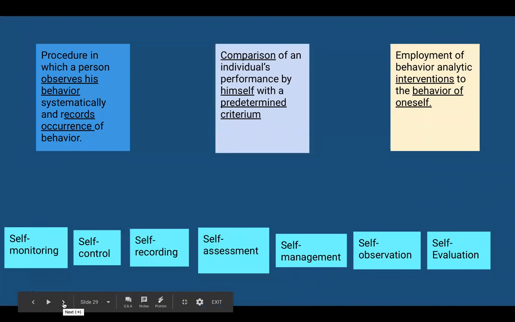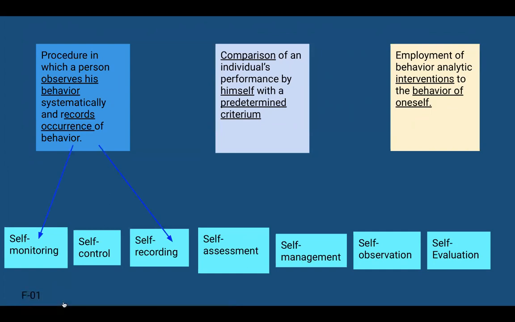Okay. Anybody else wants to participate? If not, I'll just start giving you answers. Okay, who wants to volunteer one of the ones that will go with employment of behavior analytic interventions to the behavior of oneself? Okay, I'm gonna give it to you. So self-monitoring, you were right.